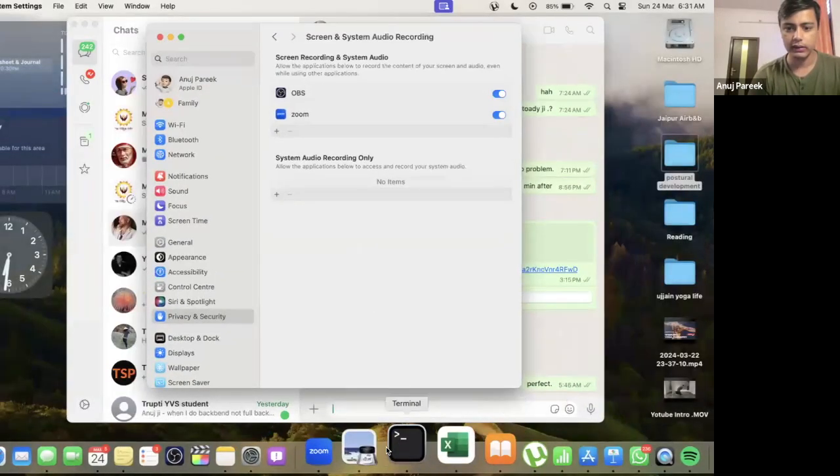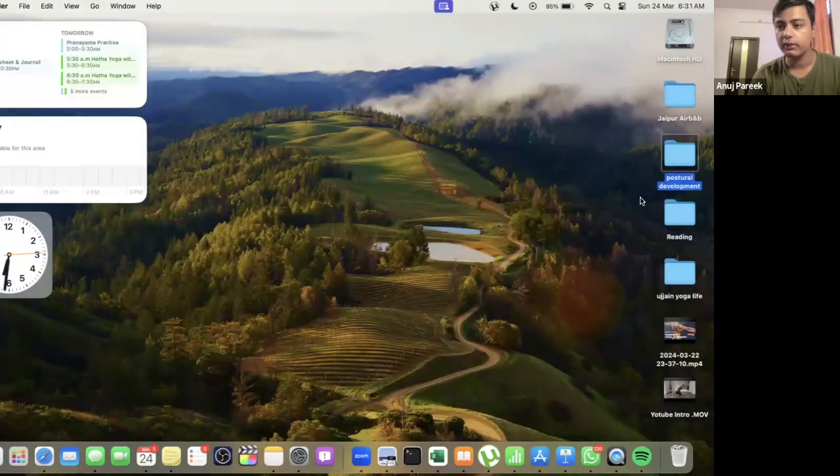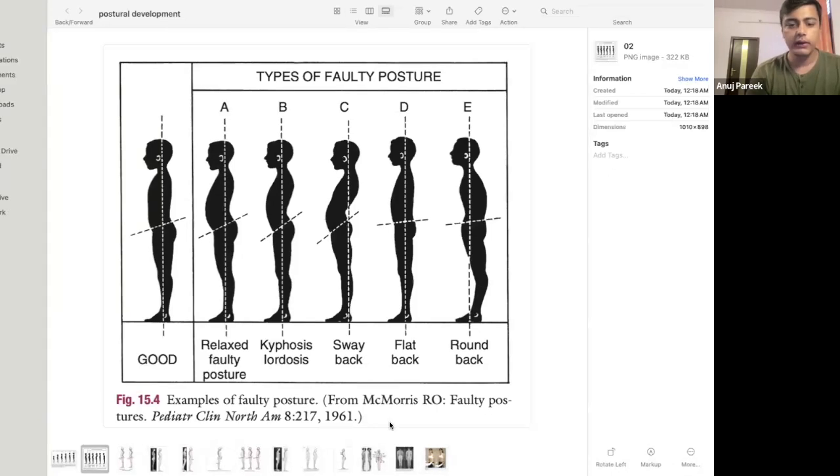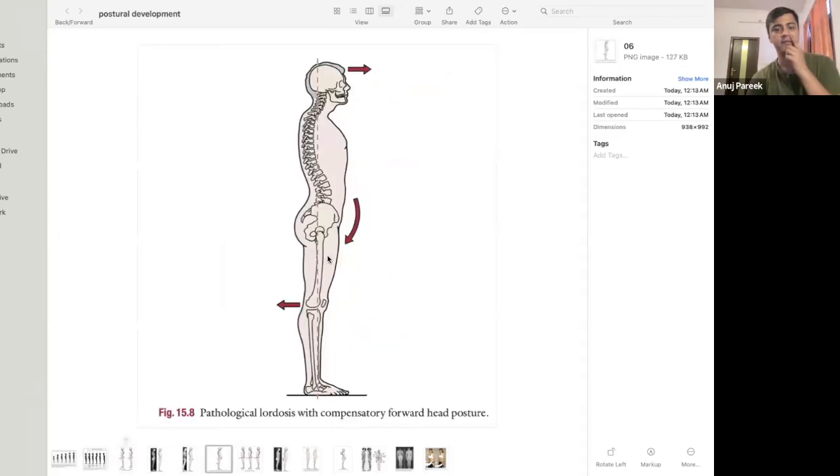So, where were we? Postural development. Yeah. So, see this. Can everyone see this picture?